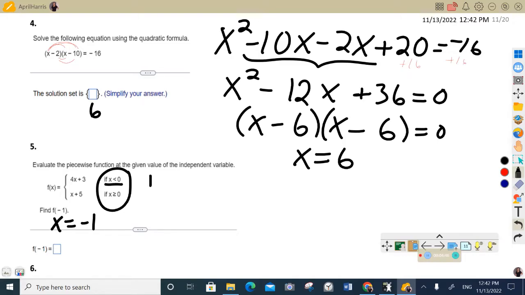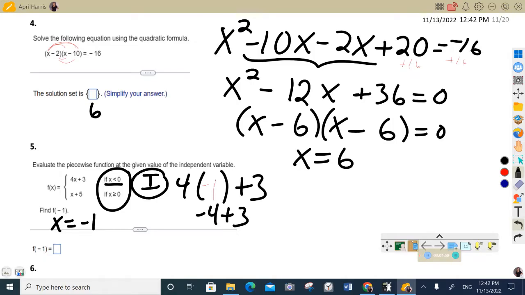So we're going to plug our negative 1 into the first equation. So 4 times whatever x is, plus 3. We know x is negative 1. So 4 times negative 1 is negative 4, plus 3, we get negative 1. So when x is negative 1, y is negative 1.